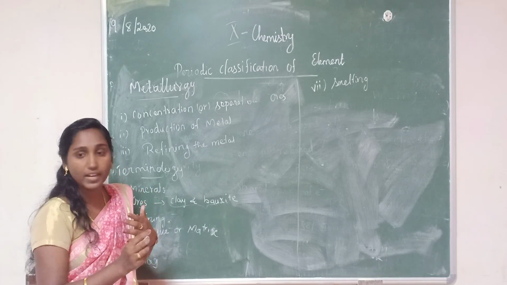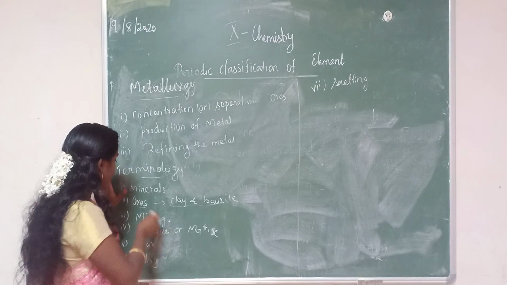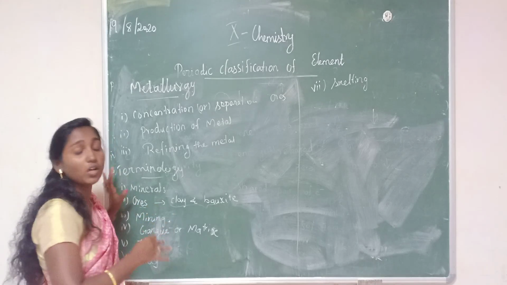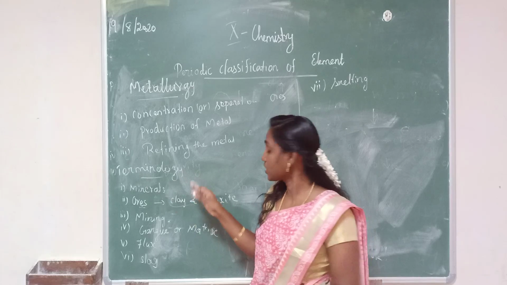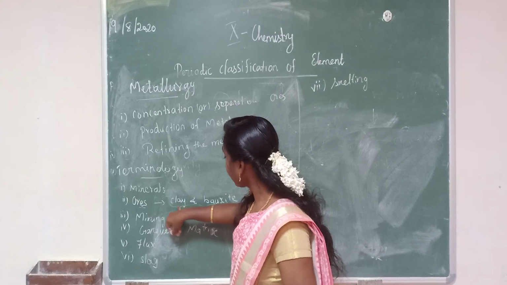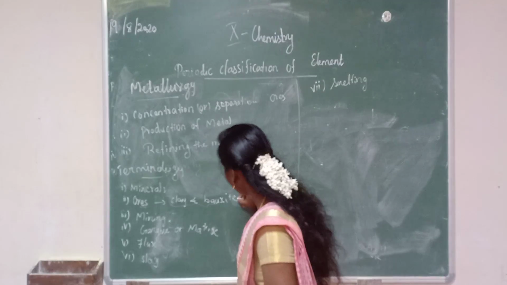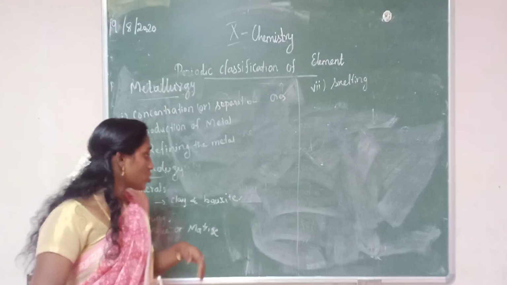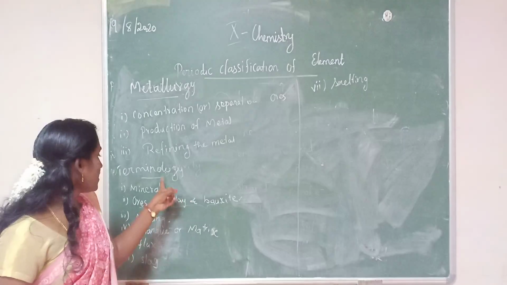Have you understood the difference? So mineral means a single compound or complex mixture. Then ore means which mineral can give a large amount of metal. Which mineral can give a large amount of metal, that is called an ore. Example for ore: clay and bauxite. From this clay and bauxite, only bauxite can give a large amount of aluminium. So bauxite is called an ore and clay is called a mineral.